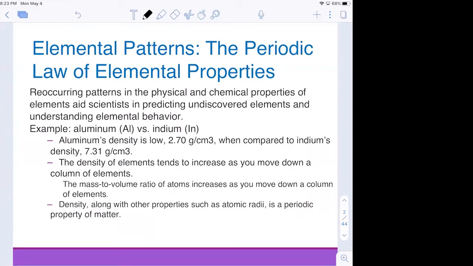You will always have a periodic table with you when you take an exam. That is not something that I need you to memorize, but what we want to be able to do is look at that periodic table and truly use it as a tool.